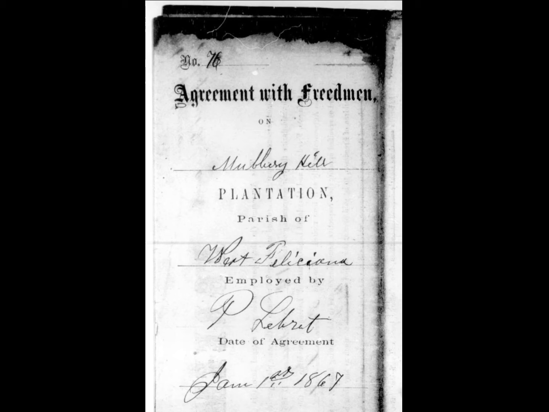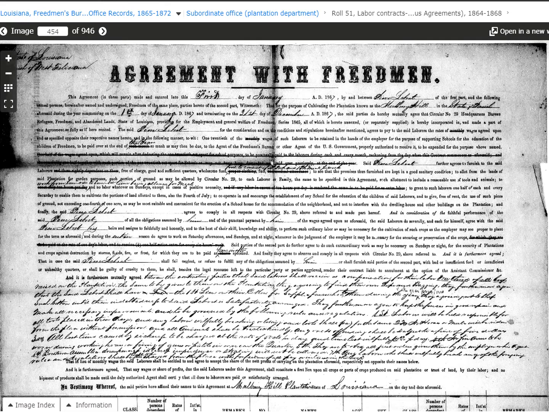So on image 453 of 946, we find the index card for labor contract number 76 at Mulberry Hill Plantation in West Feliciana Parish. The employer is P. Lebret, and the labor contract was established on January 1st, 1867. So here's the first page of the labor contract.